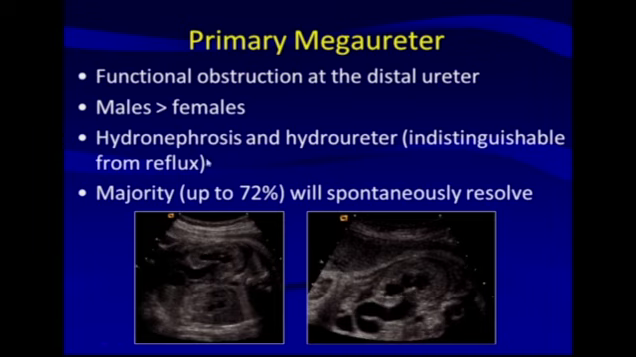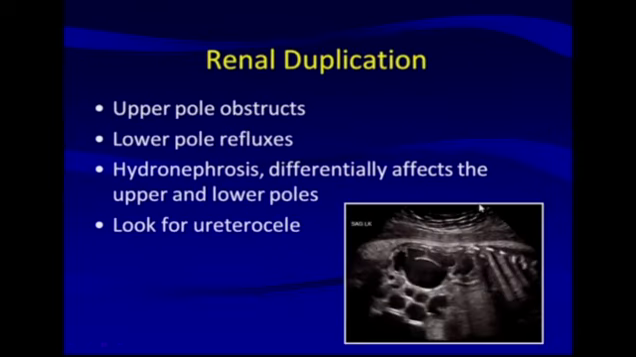Without this intermittent waxing and waning of the hydronephrosis, primary megaureter is indistinguishable from reflux. And importantly, if these are followed, particularly if the dilatation is not severe, the majority of these neonates after birth, this will over time spontaneously resolve.